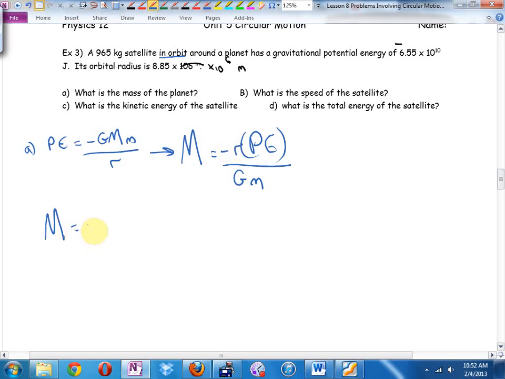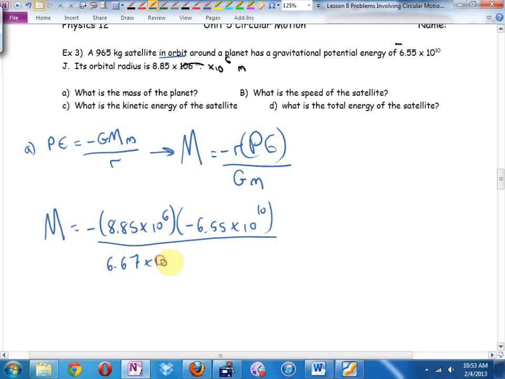Mass of the planet is going to be negative, what's the orbital radius? 8.85 times 10 to the 6th. The potential energy is negative 6.55 times 10 to the 10th, divided by 6.67 times 10 to the negative 11, and little mass, I gave it to you, yes, 965 kilograms.